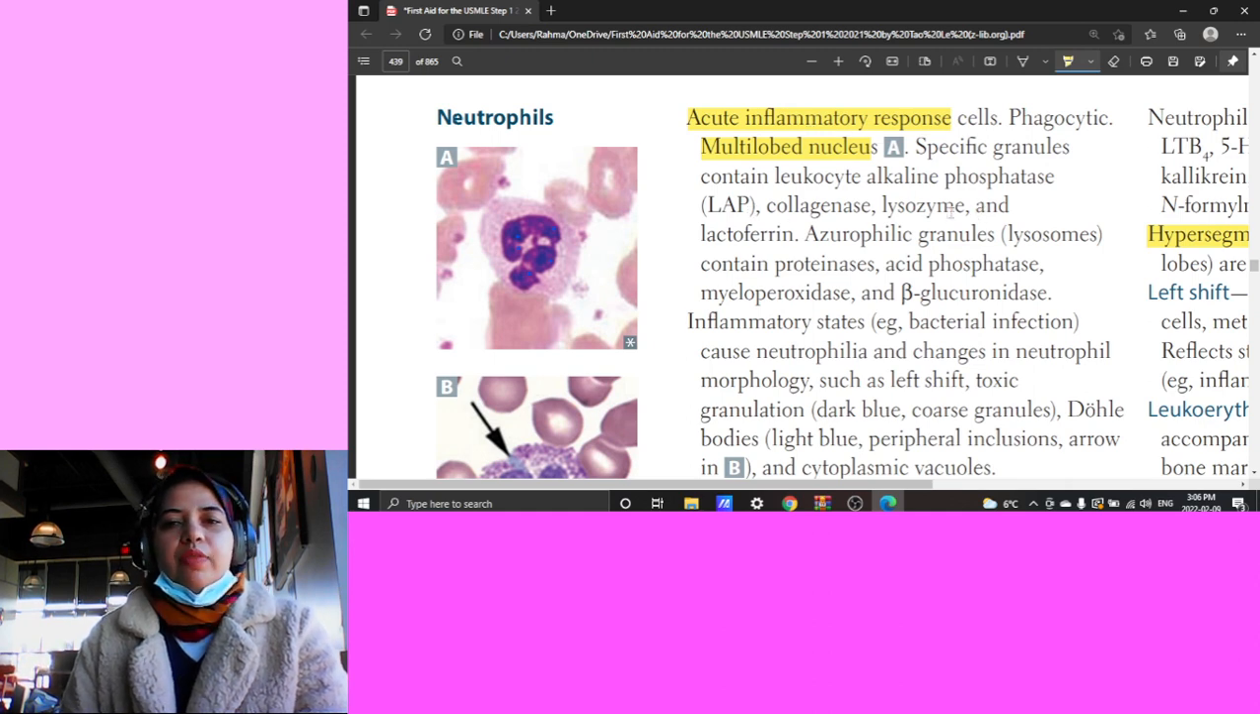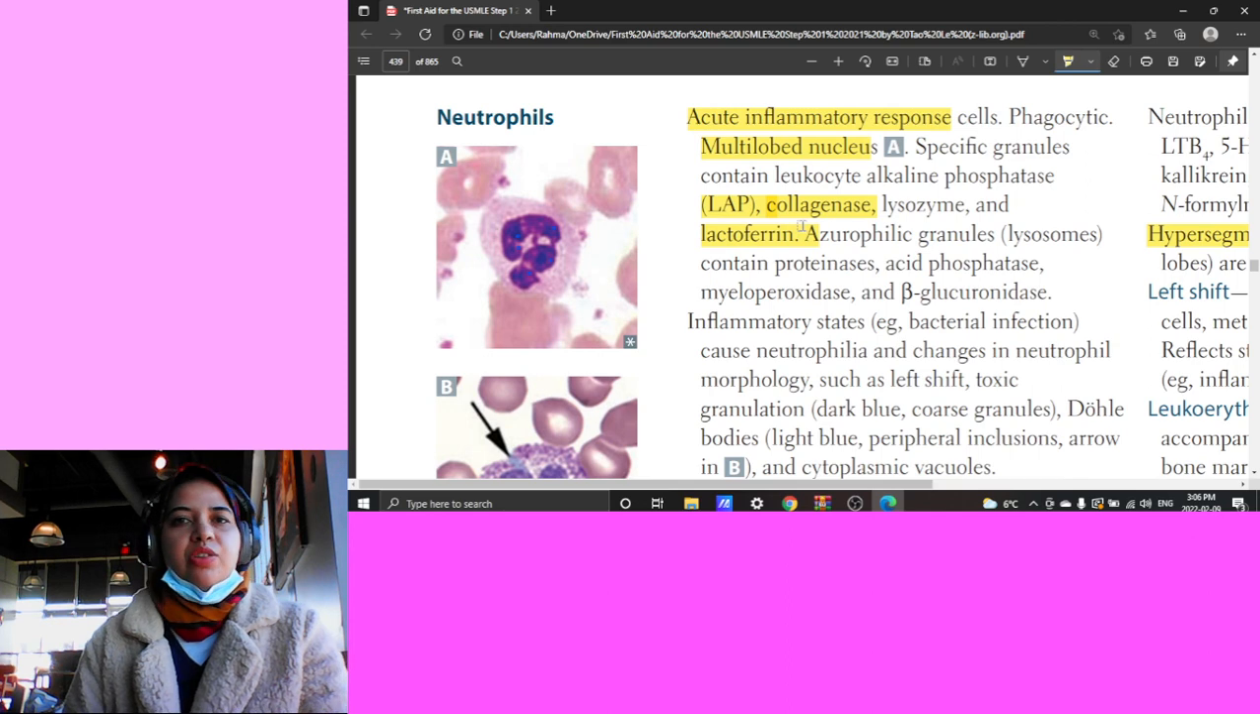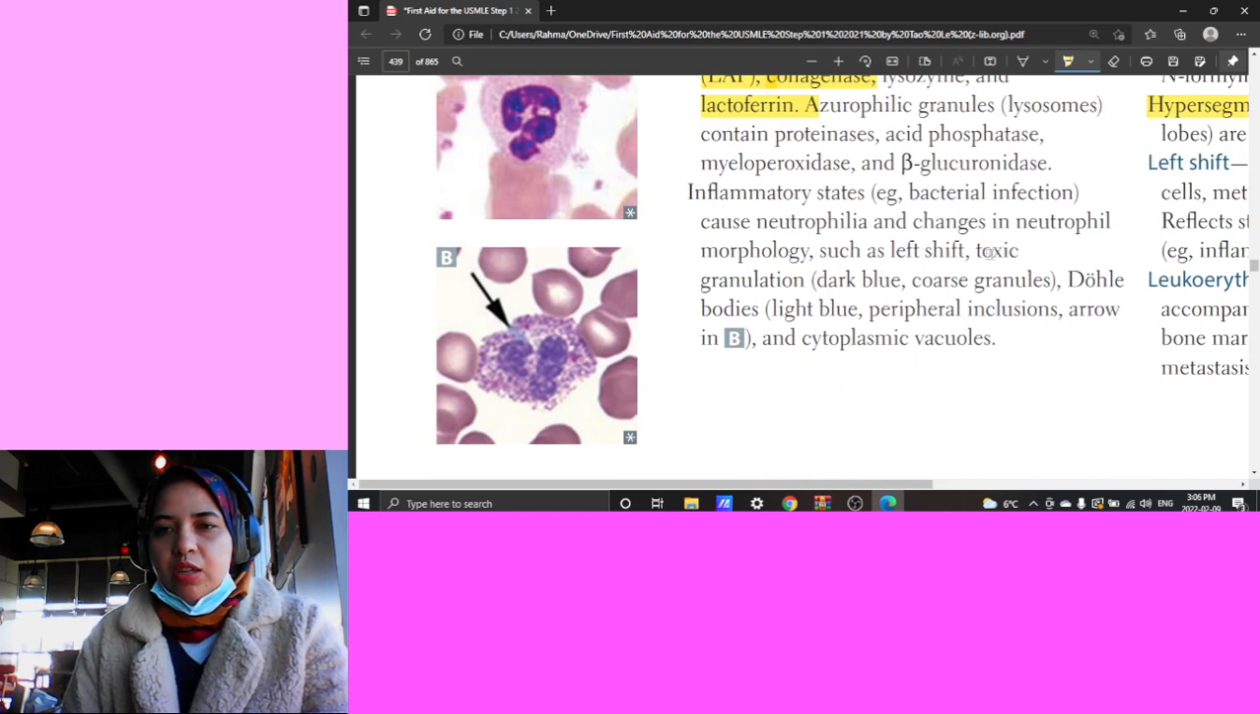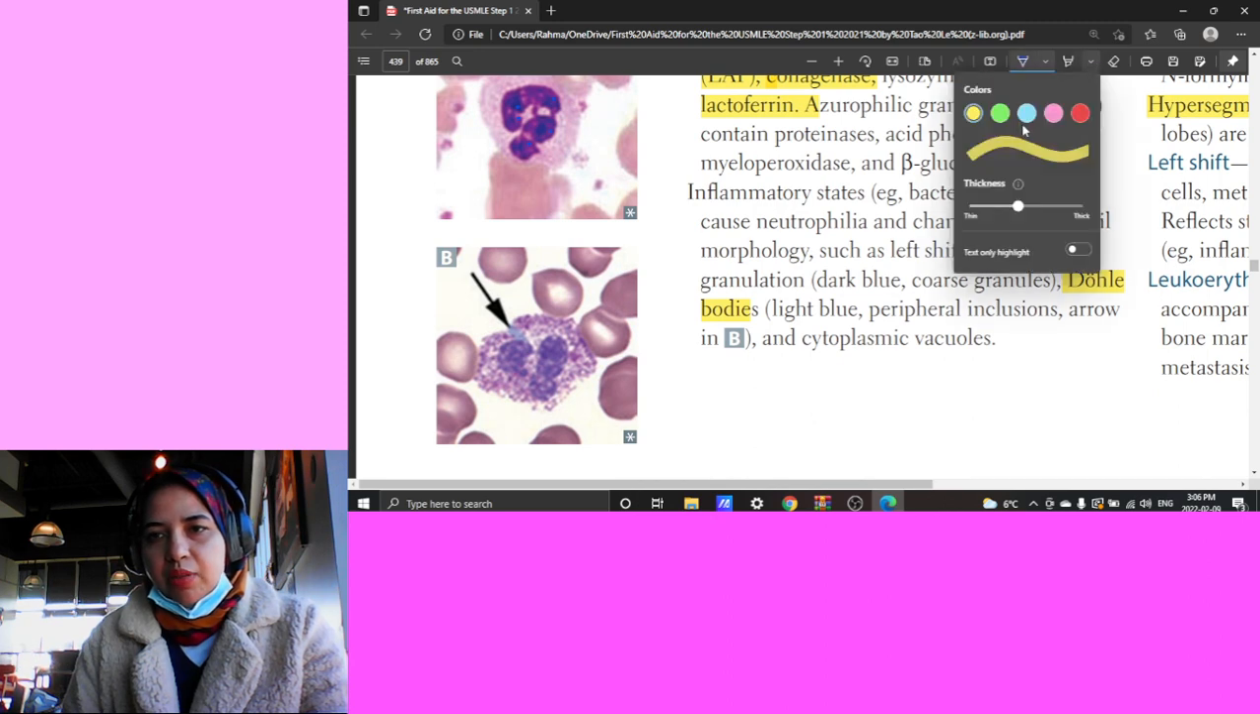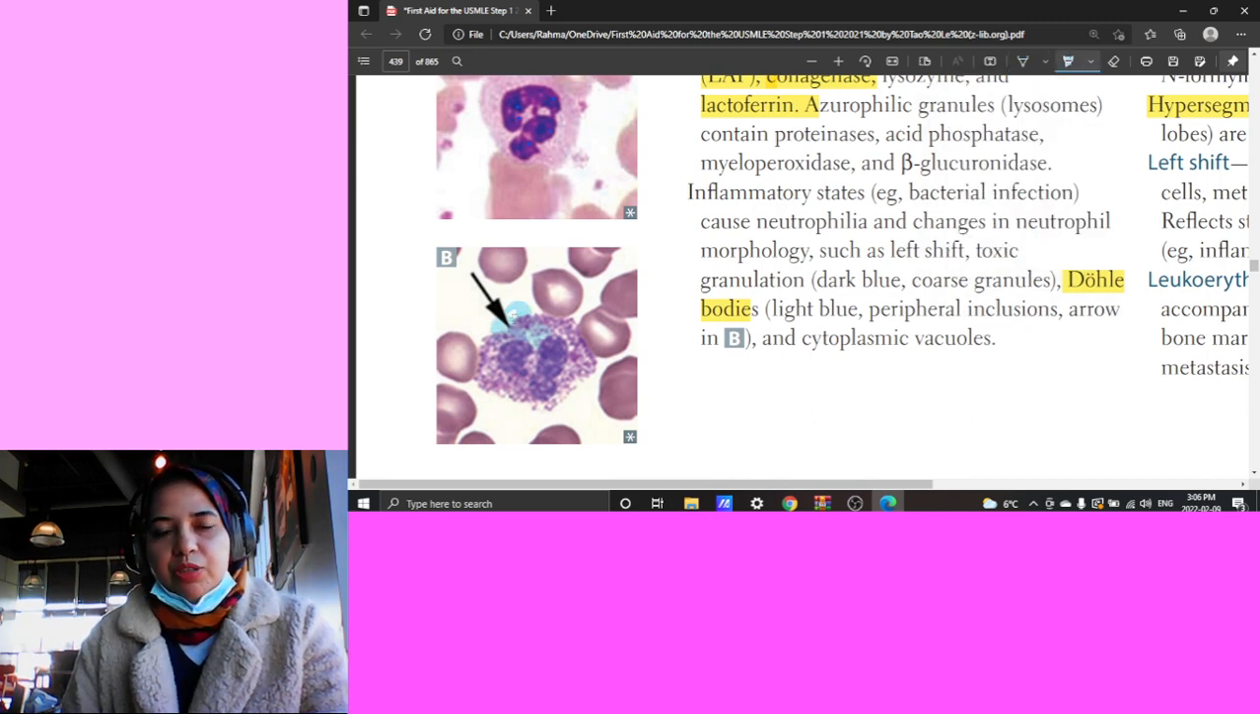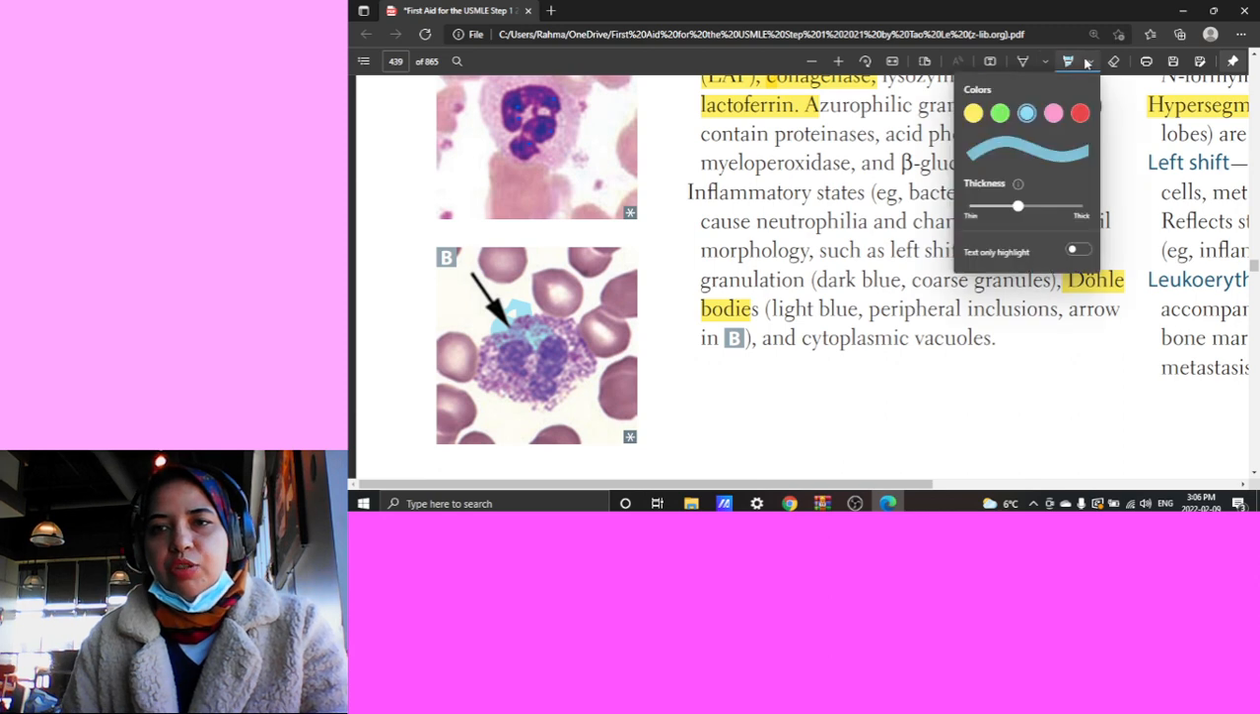So they have all of these substances like collagenase, lysozyme, and lactoferrin, which are involved in the inflammatory response, or they're going to attract more neutrophils to the area, or other types of cells like basophils, for that inflammatory response. That's generally all you need to know for neutrophils, and they also have these Döhle bodies here, which can be seen. Let's highlight that with a different color if you do get this picture. Those are Döhle bodies, part of the neutrophils.